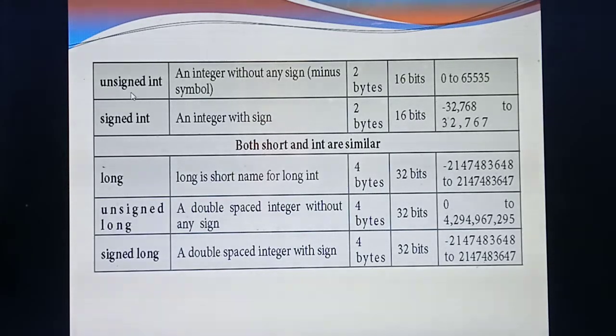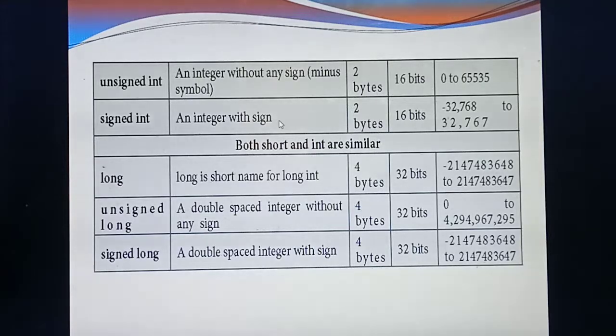Okay. So next one is the same integer only. Unsigned int. What do you mean by unsigned? The name itself says an integer without any sign, that is without minus symbol. Without any sign we can call it unsigned int. So this unsigned int also, the storage capacity is how many bytes? 2 bytes. In terms of bits, 16 bits. Signed integer means integer with a sign. With a sign means plus sign or minus sign.